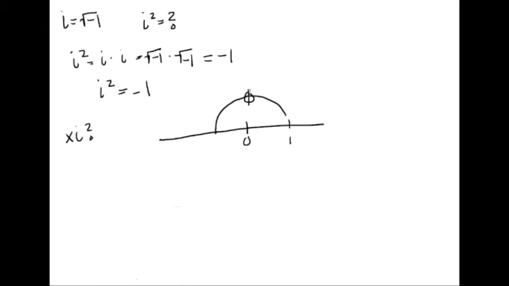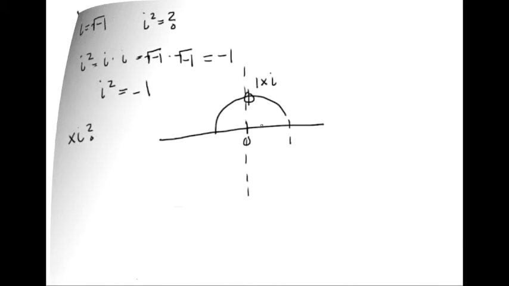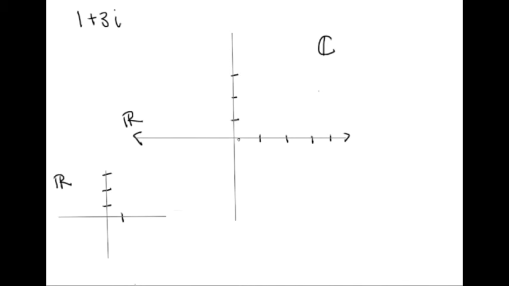-90 degrees. Thus, 1 times i lies above the real axis. We can construct a perpendicular line through the point 1 times i and the real line to form the imaginary axis. Let's do an example. Say we want to plot the point 1 plus 3i.